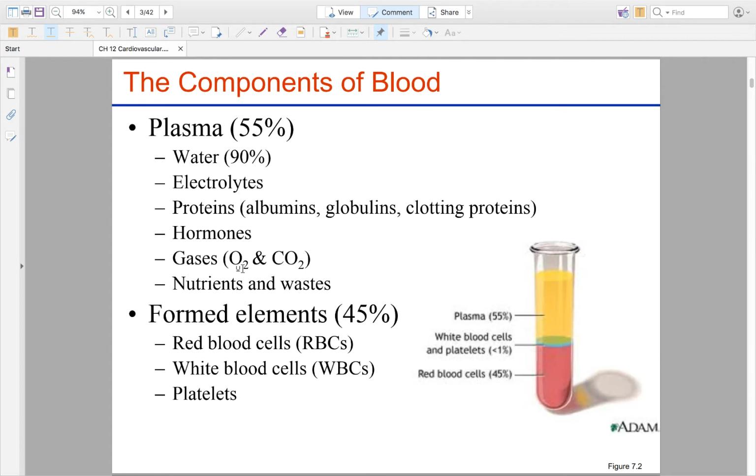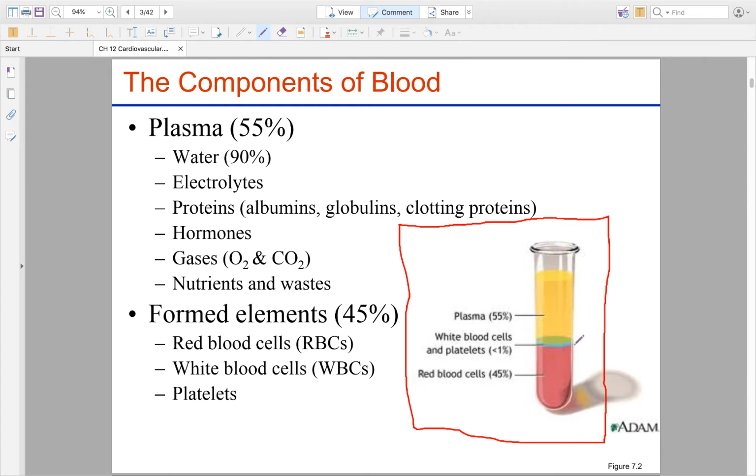So let's look at the components of blood. Here you'll see a test tube that has been centrifuged. That means it's been put into a centrifuge machine, which spins very, very quickly. And when you spin something that fast, all of the heavy stuff falls to the bottom, and all of the lightweight material will stay at the top.